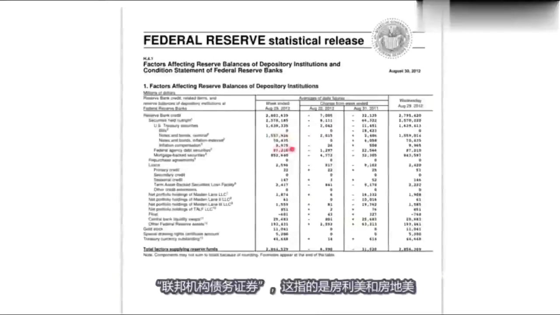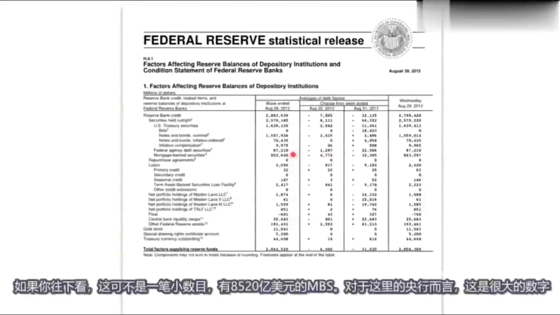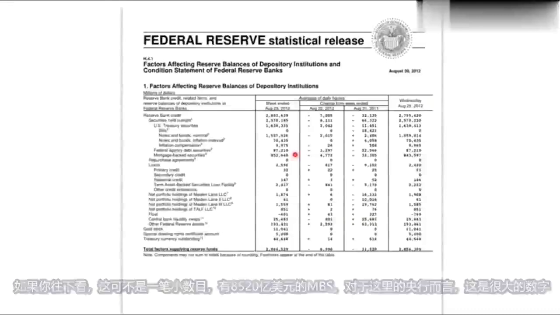Federal agency debt securities, that's like Fannie Mae and Freddie Mac. Mortgage-backed securities, these are private mortgage-backed securities. The Fed has bought mortgage-backed securities itself for the very first time in history. It never imagined it was ever going to do that. This is part of the legacy of the crisis. And it's not a small amount: there's $852 billion. These are big numbers, the central bank here.